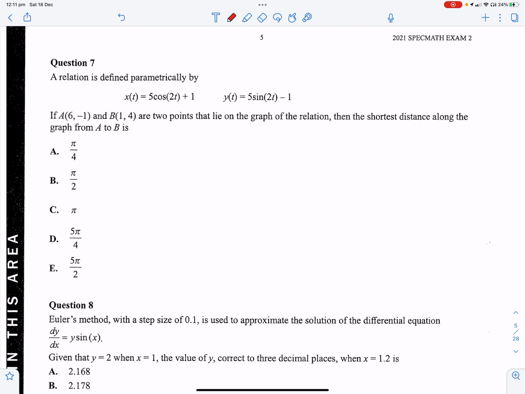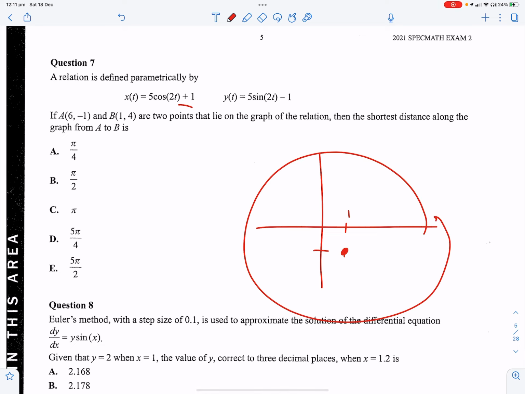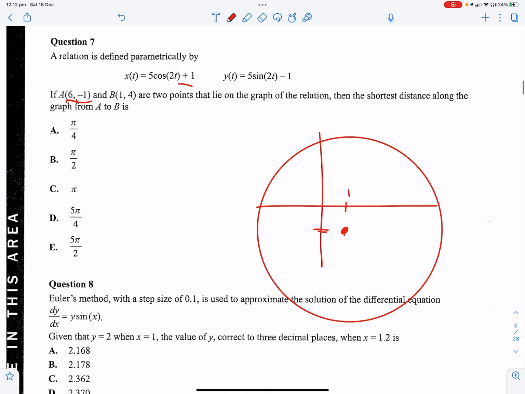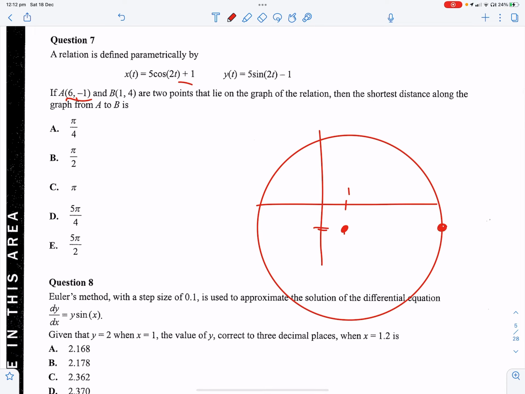Okay, a relation is defined parametrically by... Okay, so we know it's been translated 1 to the right and 1 down. And it's a circle with a radius of 5. Negative 1, 6, sorry, 6, negative 1. That's going to be that point there. 1, 4. That's got a radius of 5, and that's got a radius of 5 from that center.